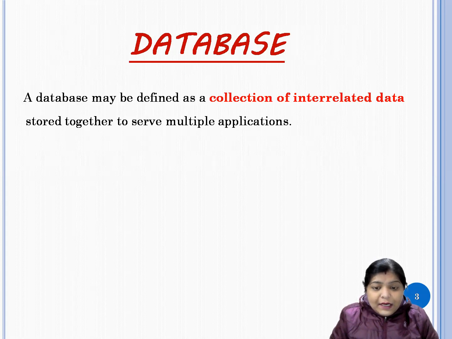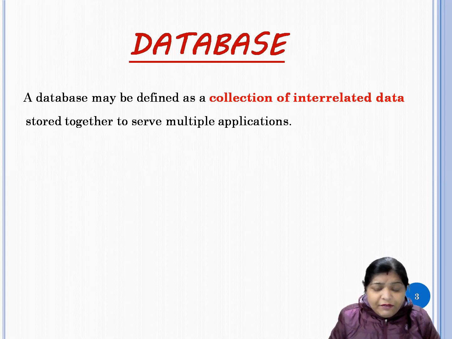It means in a single column, the data is to be the same. Suppose the column is of name. In that column, only names are to be added. I'm not putting salary in that column. This is the reason why I said it is a collection of interrelated data. It means in a single column, the same kind of data is to be added. Now just read this definition again.